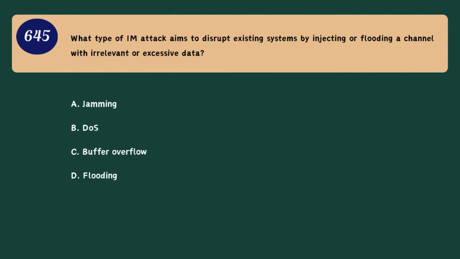Question 645. What type of IM attack aims to disrupt existing systems by injecting or flooding a channel with irrelevant or excessive data? A. Jamming. B. DoS. C. Buffer overflow. D. Flooding.